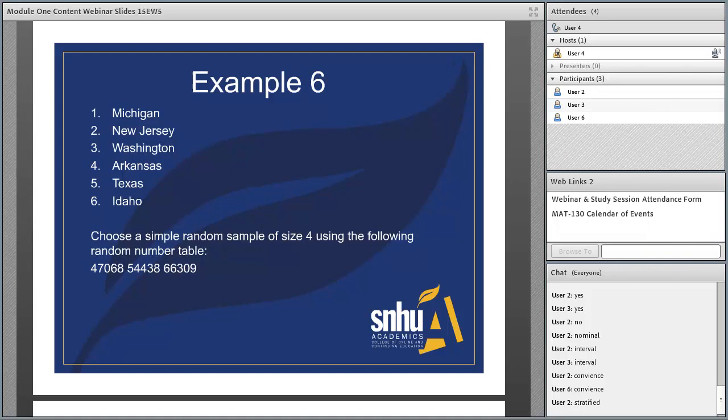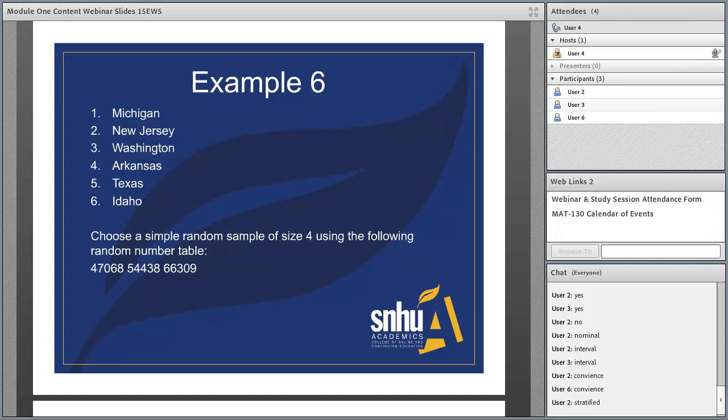Okay, so how's this going to work? The random number table basically just gives you a bunch of numbers. And remember, we still have Michigan assigned to the number 1, New Jersey assigned to the number 2, etc. So now we want a simple random sample of size 4, meaning we want to choose 4 of these 6 states randomly, and we want to use this random number table. So we're going to go through the numbers starting from 4, then 7, then 0, then 6, then 8, etc.